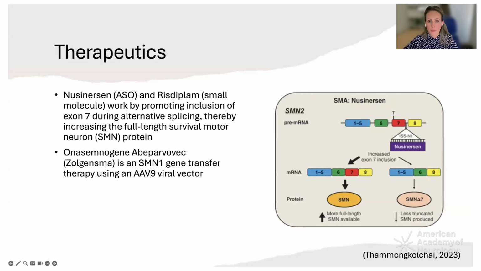It's an important disorder not to miss, as there's treatments available, and these treatments include exon integration treatments or gene transfer therapy. Nusinersen and risdiplam work by promoting inclusion of exon 7 during alternative splicing of SMN2, thereby increasing the full length of SMN protein and thus converting a severe form of SMA to a milder form. There's also gene transfer therapy with Zolgensma, which is returning SMN1 using an AAV9 viral vector.